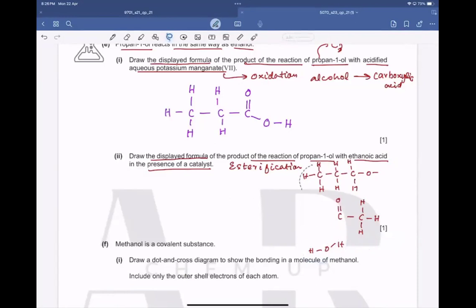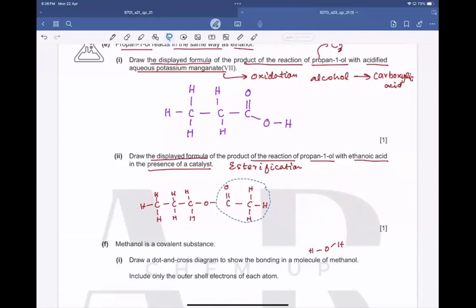Now, if you see this structure, this oxygen needs one bond to be made, and this carbon has 3 bonds. So this carbon also needs one more bond to be made. So we join these two structures like this, and we will get an ester. Is this clear?